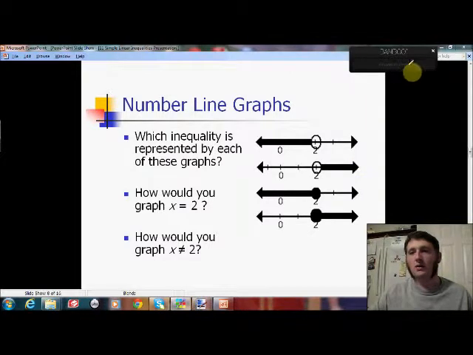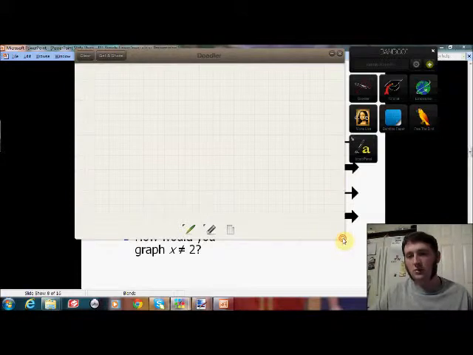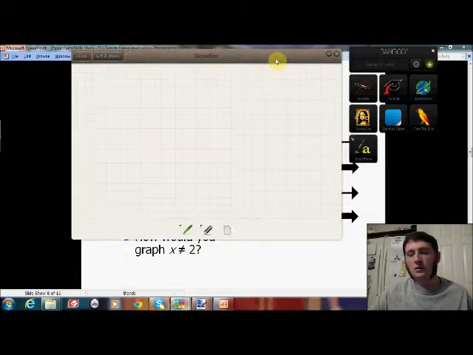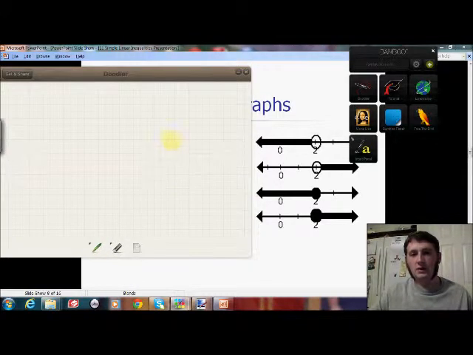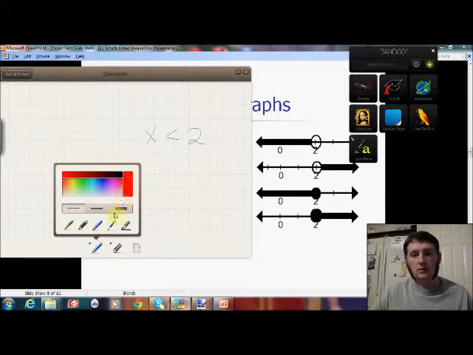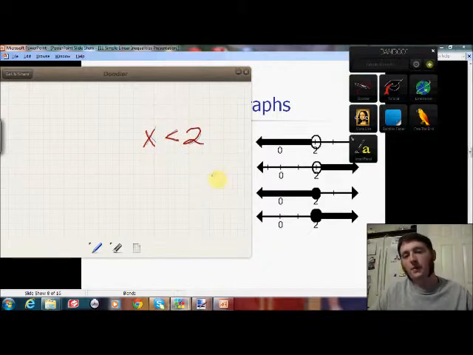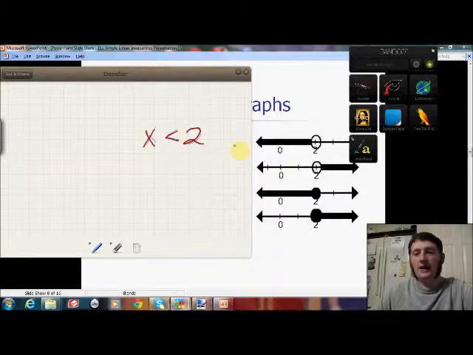So this first one is x is less than 2. Okay, the next one. Well, if you can agree with the top one being x is less than 2, you're probably not terribly shocked that this next one is x is greater than 2.